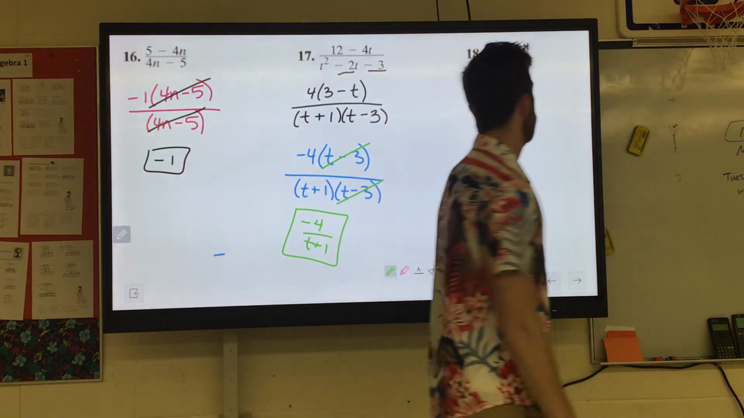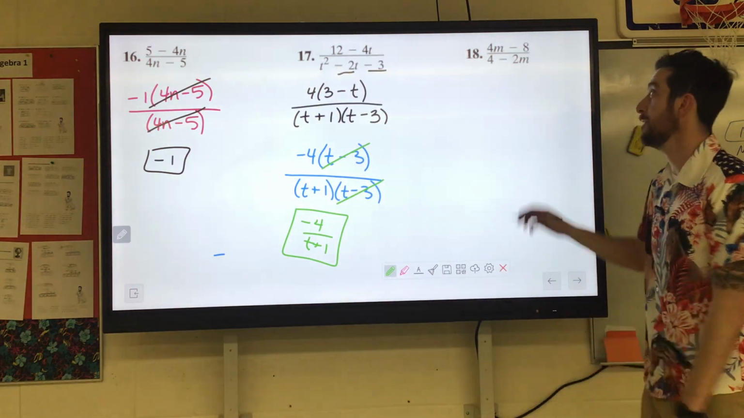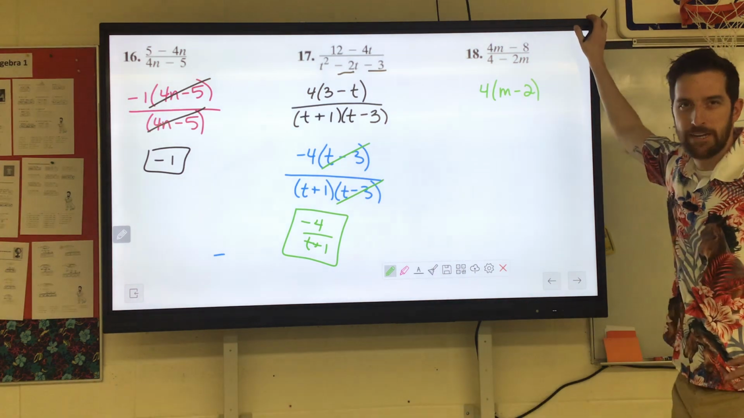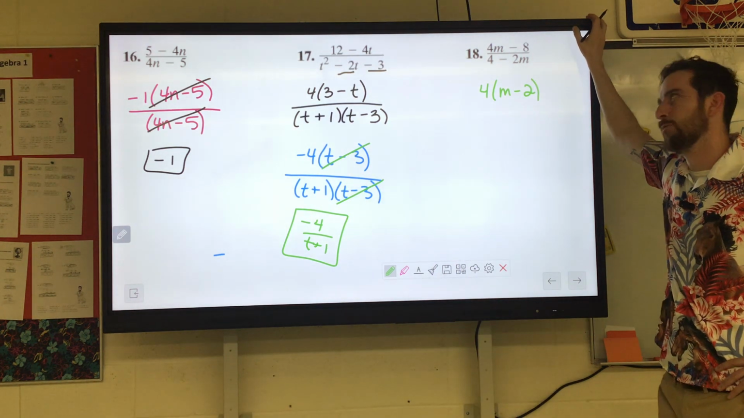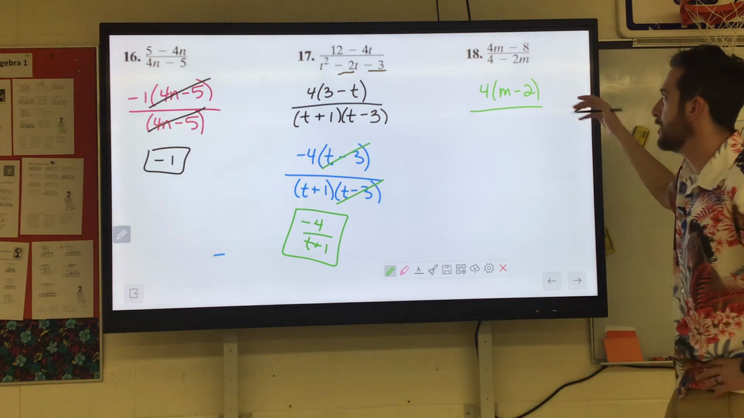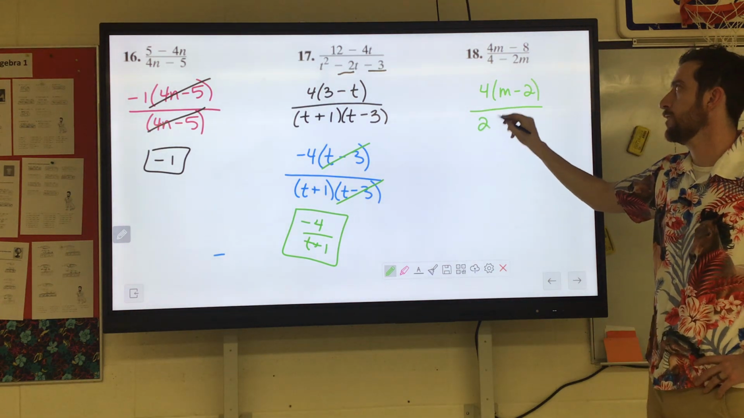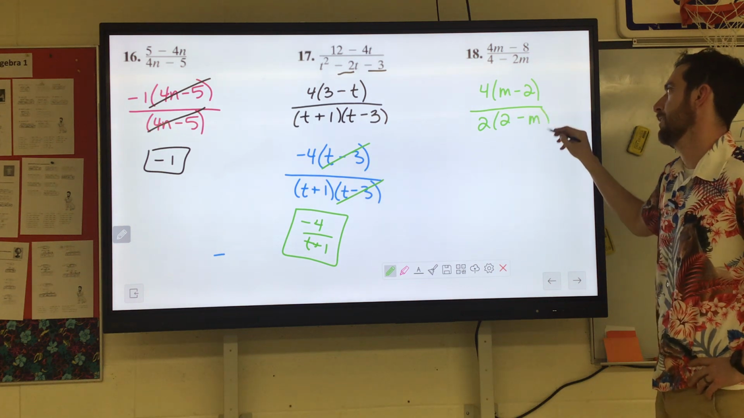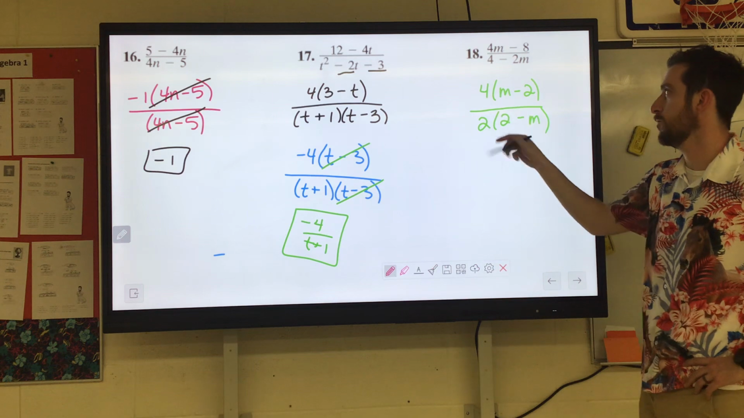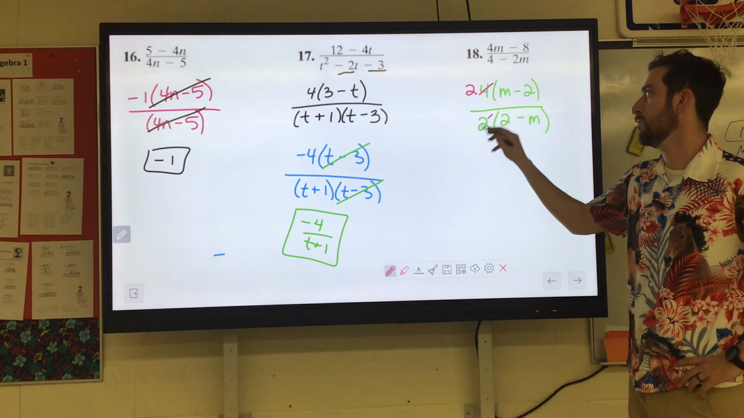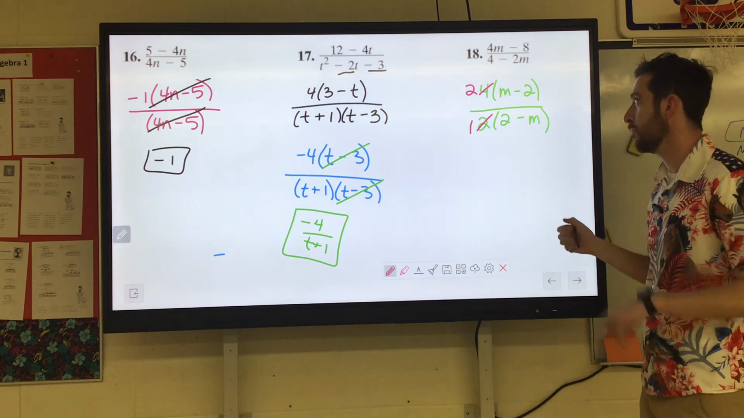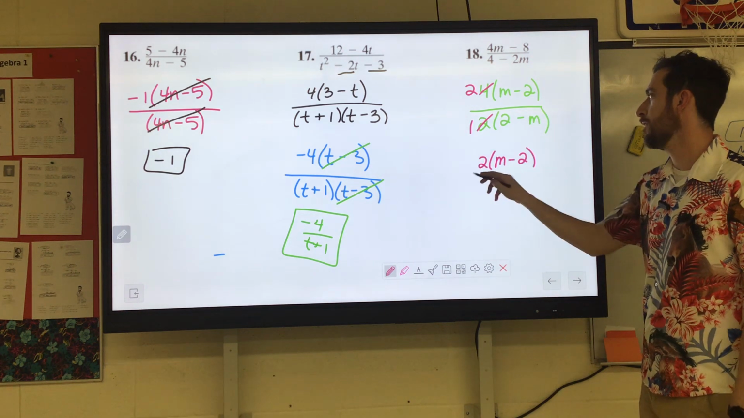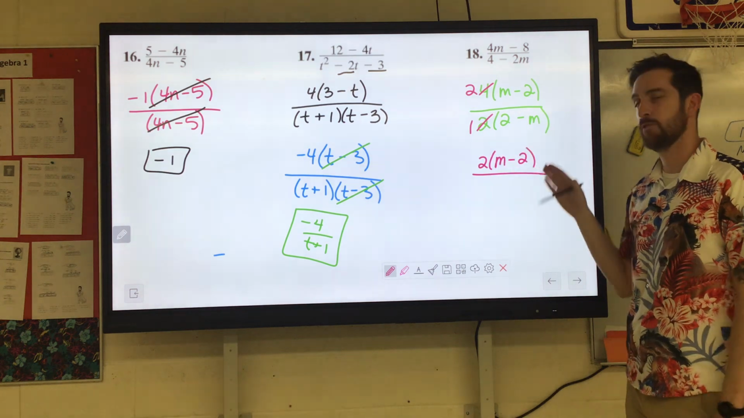4m minus 8. They both have a 4 in common, which leaves you with m minus 2. 4 times m is 4m, 4 times 2 is 8. Denominator, they both have a 2 in common, which would leave us with 2 minus m. Now right here I can simplify the 4 over 2. 2 goes into 4 2 times, 2 goes into 2 1 time. Great. So our numerator would be 2 times m minus 2. Our denominator would be 1 times 2 minus m.